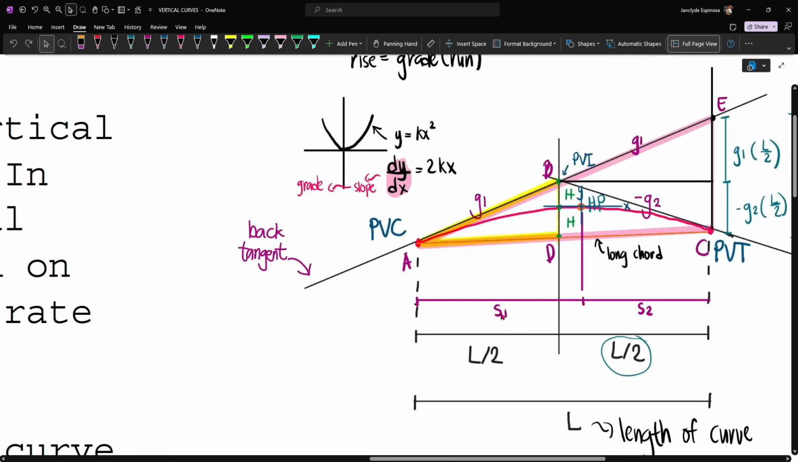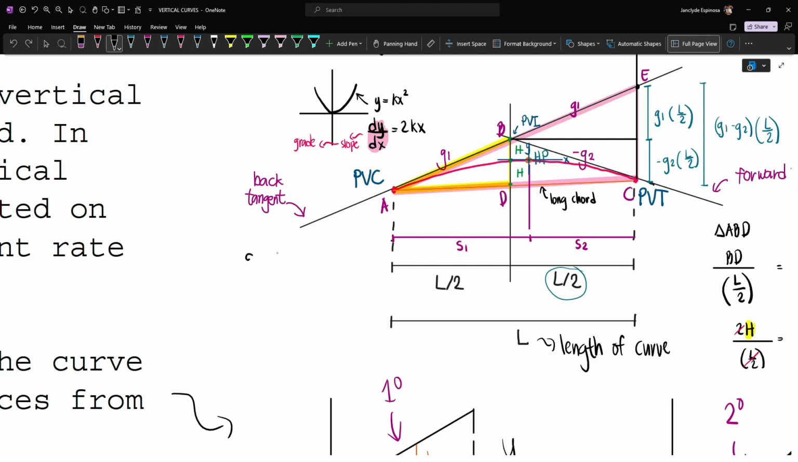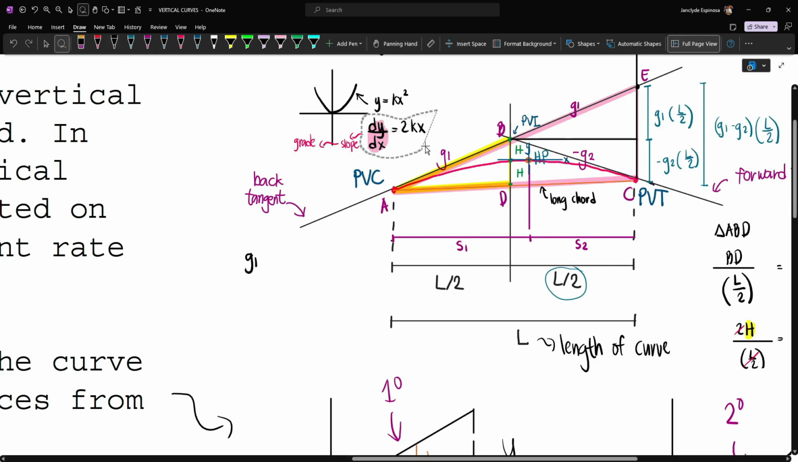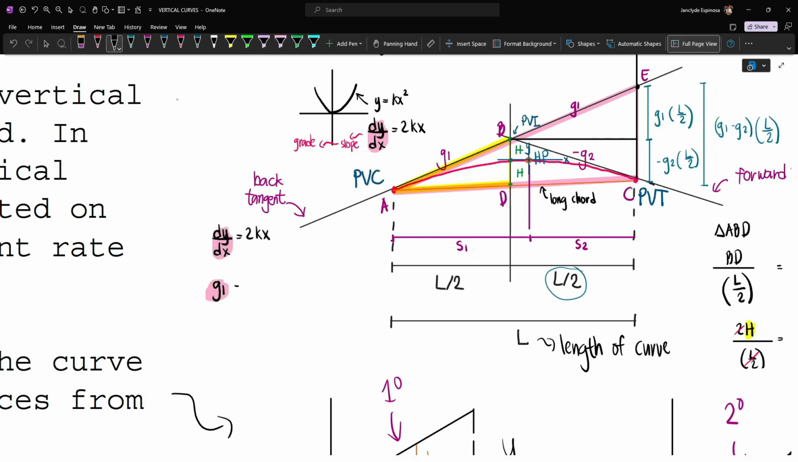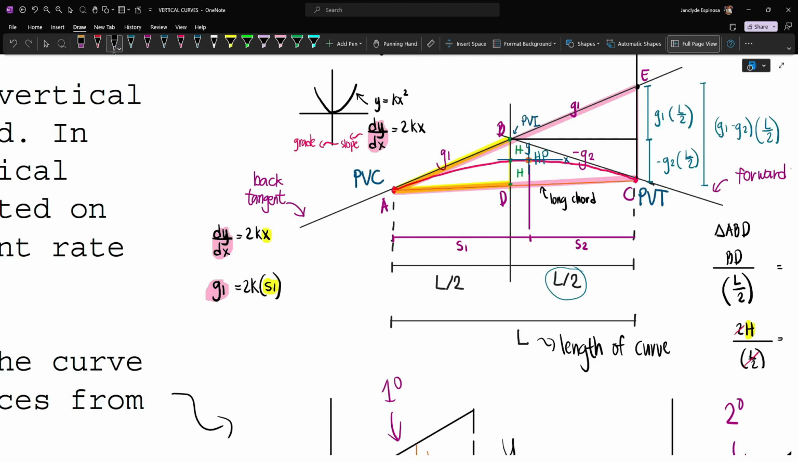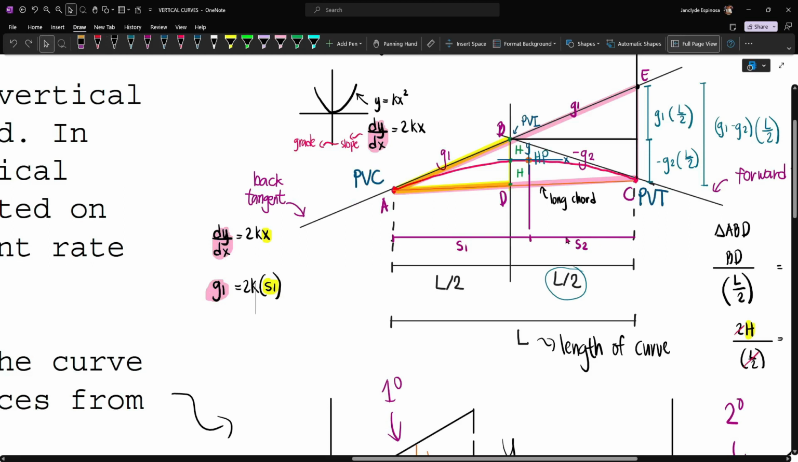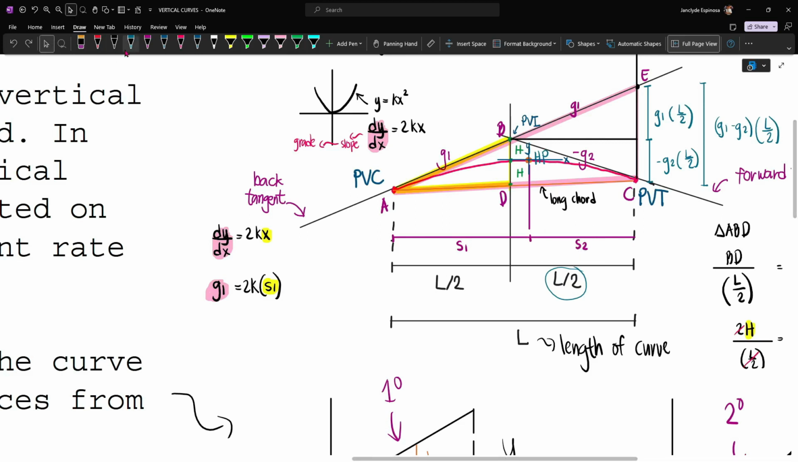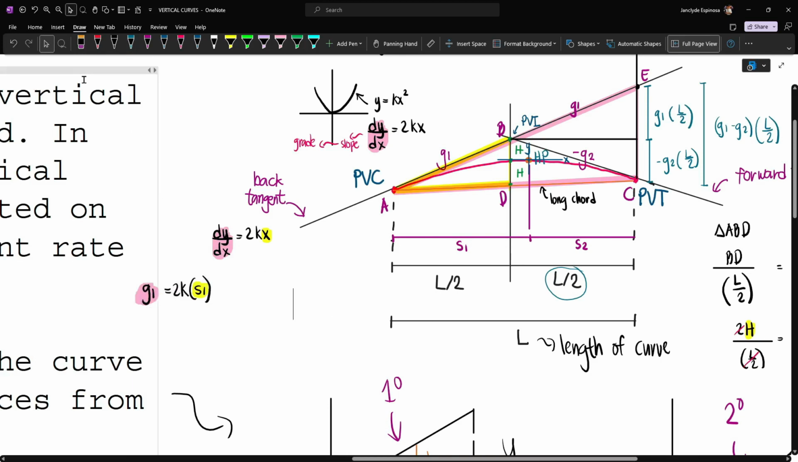And so first, we can look at S1. This is our horizontal distance. And then for S1, our slope is equal to G1. And so here we now have G1, which is dy over dx. Let's just copy this. This is for our first equation. This is now G1 is equal to 2k multiplied by x, which is S1. So this is times S1. And so this is our first relationship. Now for S2, we have the slope equal to minus G2. And then our distance along x, or the horizontal distance, is equal to S2. So for our second relationship, we have minus G2 is equal to 2k multiplied by S2.